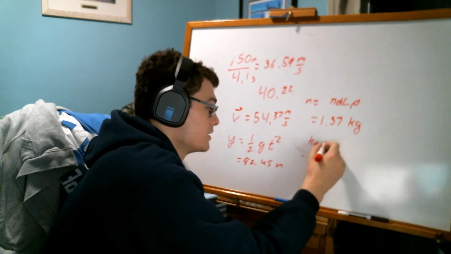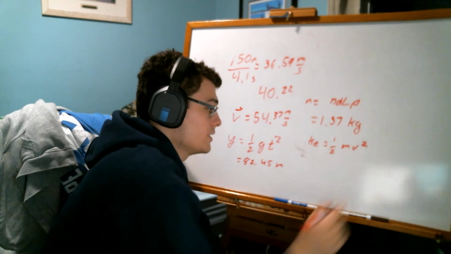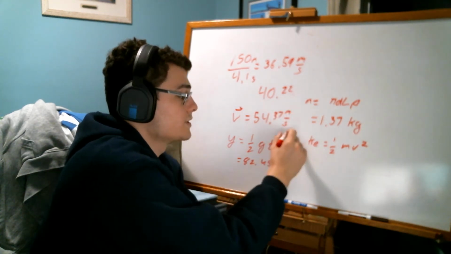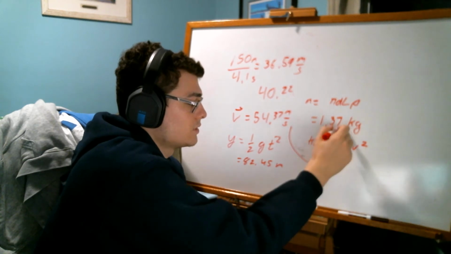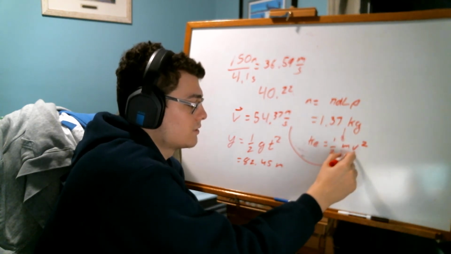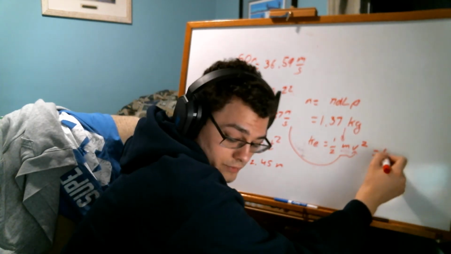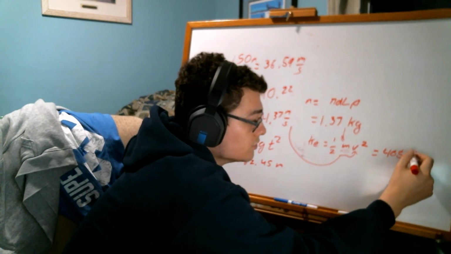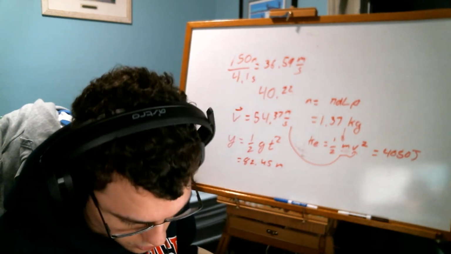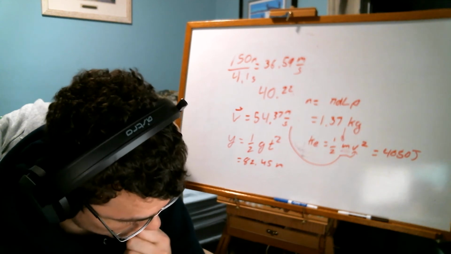Okay, so you take your kinetic energy equation here. This is KE equal to 1/2 mv squared. You plug in your values here, and this will spit out 4,050 joules. So this thing's really moving, or 4.05 kilojoules, whatever you want, really.